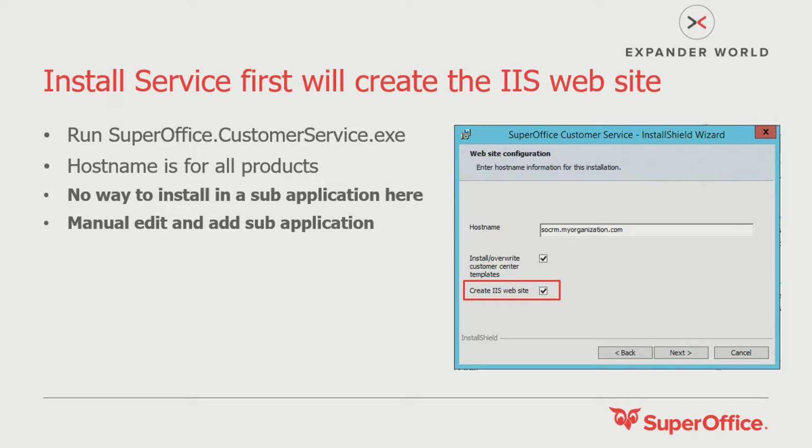For 8.1, we require that both Sales and Service run on the same domain. So you can't have a subdomain for Service and one for Sales. Like many used to have sales.superoffice.com for Sales, and then support.superoffice.com for Service. This won't work from 8.1.